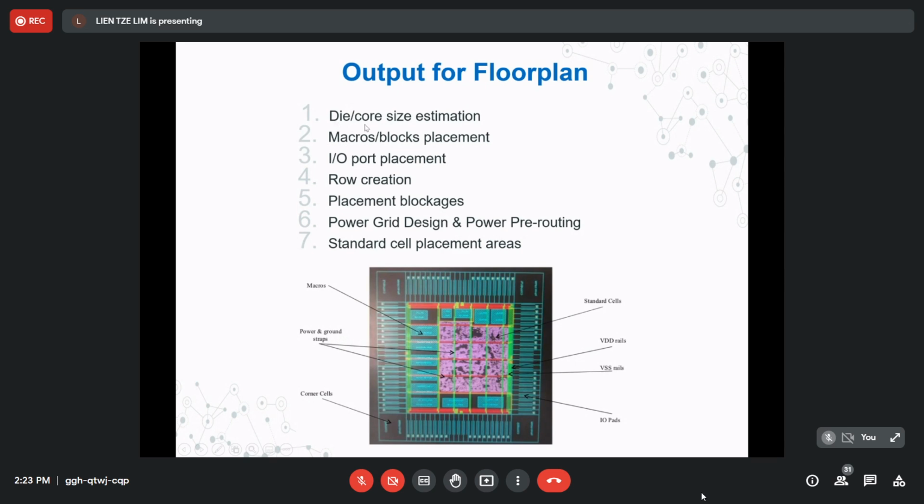Die or core size estimation, macro blocks placement, input output block placement, row creations, placement blockage, power grid design, and power pre-routing, standard cells placement areas. So these are the outputs that we have to know, and they should be considered when we do the floor planning.